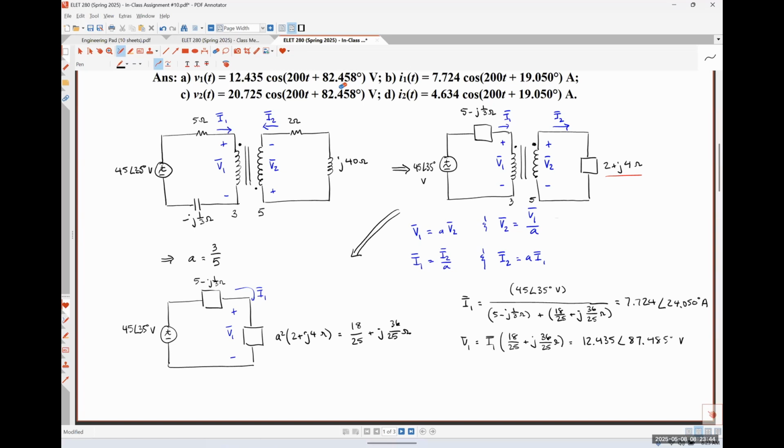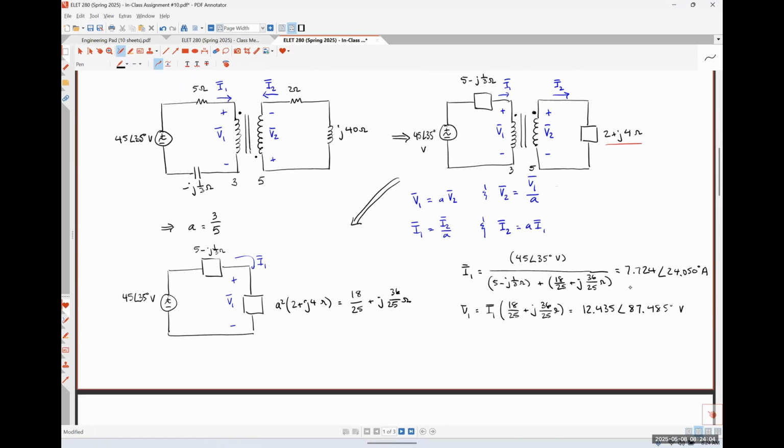Okay. So now that I know, let me do shift store B. So now that I know I1 and V1, how could I solve for I2 and V2? Well, I'm just going to use these two relationships right here. I don't have to do any extra work at all, right? So V2 is literally just going to be V1 over 3/5, right?